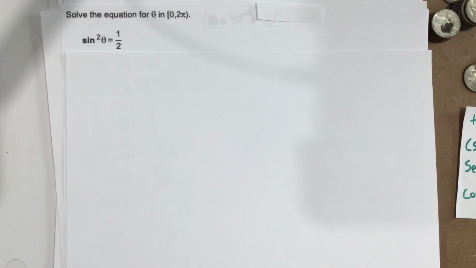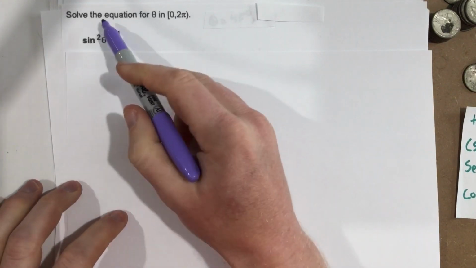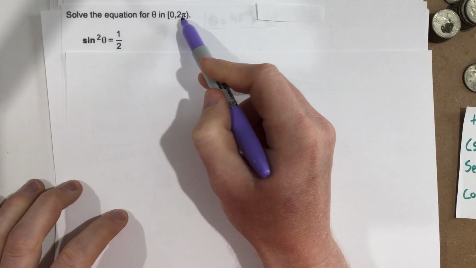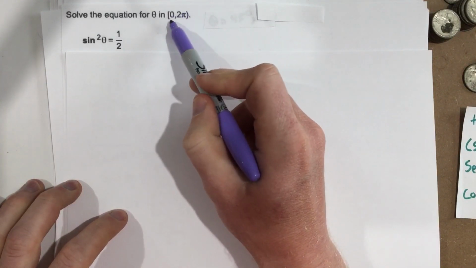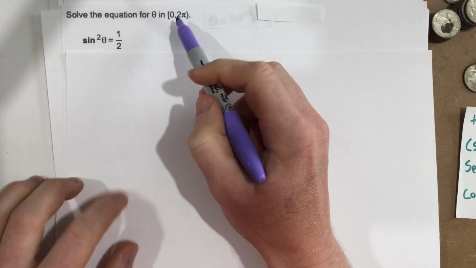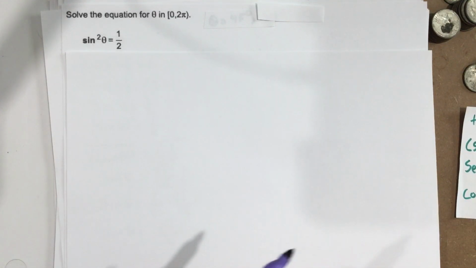This is problem number 5 from assessment number 6. It says solve the equation for theta in 0 to 2 pi. Now remember, 0 to 2 pi just means one revolution around the circle. They want to know the solutions for theta, the angles, for one revolution around the circle.